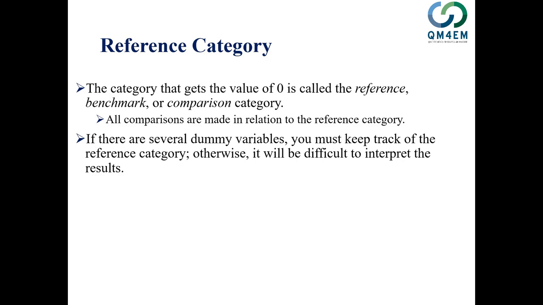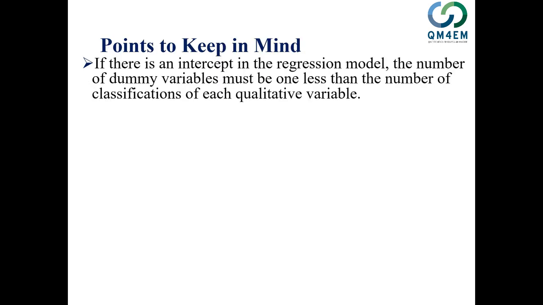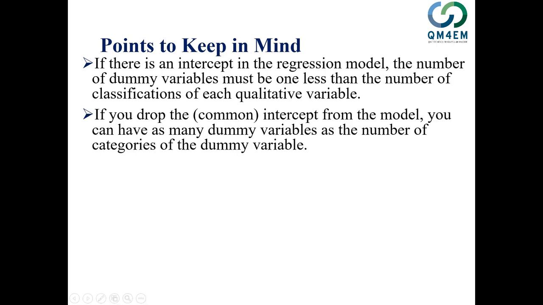So the points which you have to keep in mind: if there is an intercept term in the regression model, the number of dummy variables must be one less than the number of categories of each qualitative variable. If you drop the common intercept from the model, you can have as many dummy variables as the number of categories. That's the second approach I wrote on the board, but I would still advise you to use the first one.